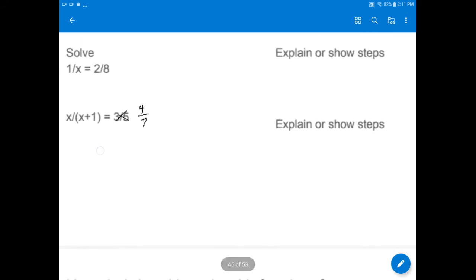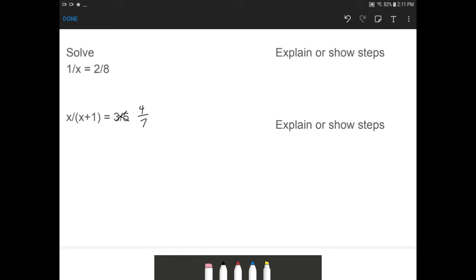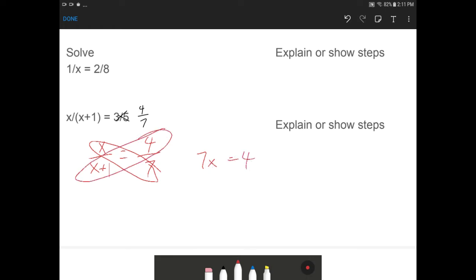Okay, solving rational equations. You have x over x plus 1 equals 4/7. You cross multiply here. So it would be 7x equals 4 times x plus 1. So that's 7x equals 4x plus 1. No, 4, because you distribute this. So that's 3x equals 4. x equals 4/3.